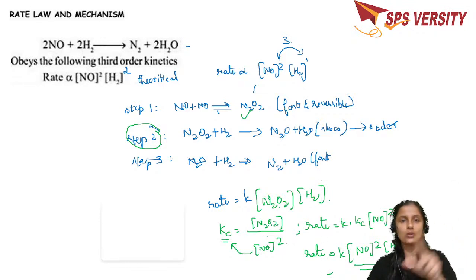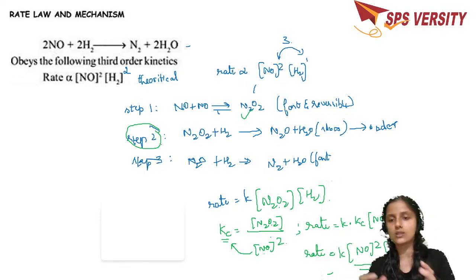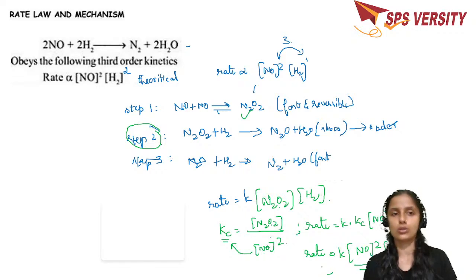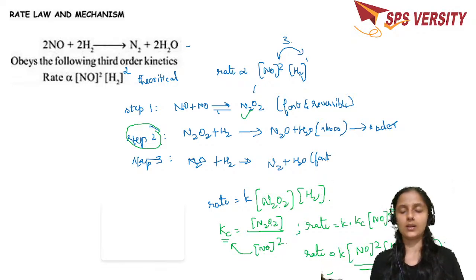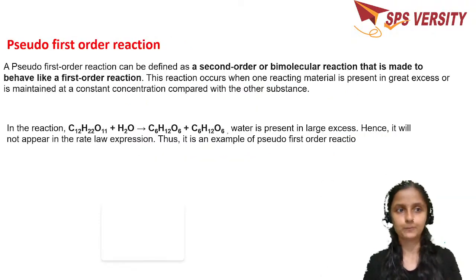So rate is equal to K into concentration of N2O2 into concentration of H2. But N2O2 is an intermediate species, so you have to express its concentration in terms of NO. So what you are going to do is take N2O2 in terms of some other reactants which appear in the main equation. So how do you do that? You take the Kc value and put the values over there, and at the end you get rate is equal to K into NO to the power 2 and H2. So the final order will be 3. So this is how the rate law is related to the mechanism of the reaction.